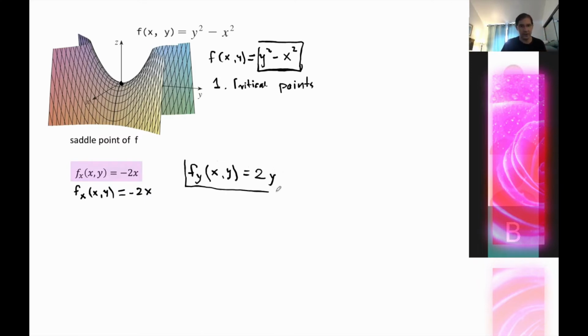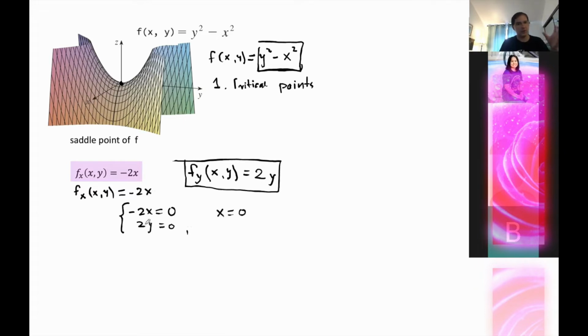Now let's look at this equation. Negative 2x equals 0, and also 2y equals 0. So now we have really not one equation, but a system of two equations. Let's solve the system for x and y. What is the unique solution of the first equation? For what value of x is negative 2x equal to 0? x equals 0. Excellent.